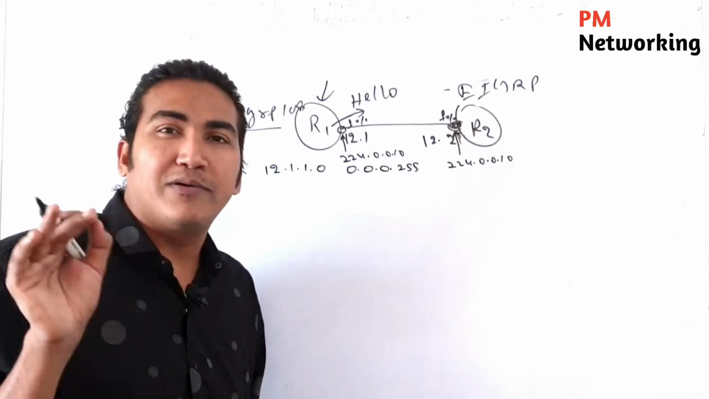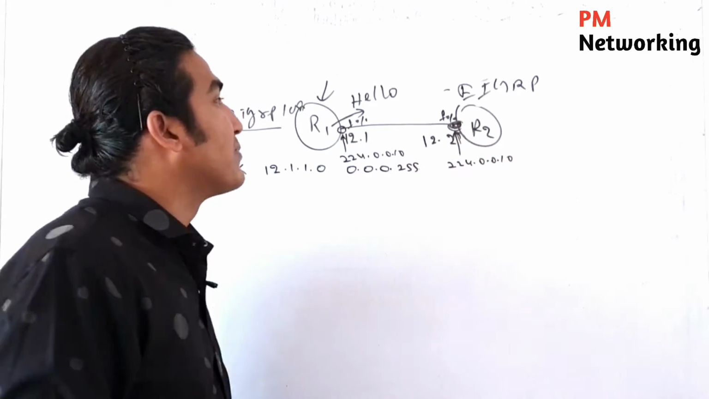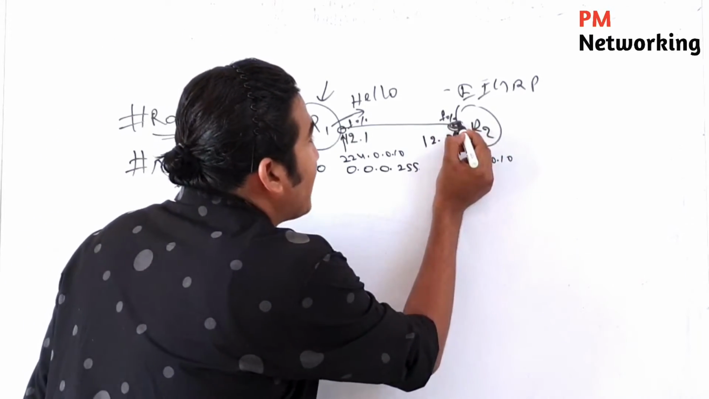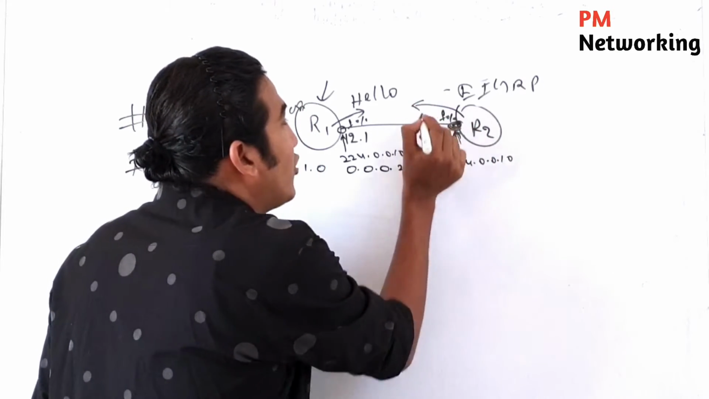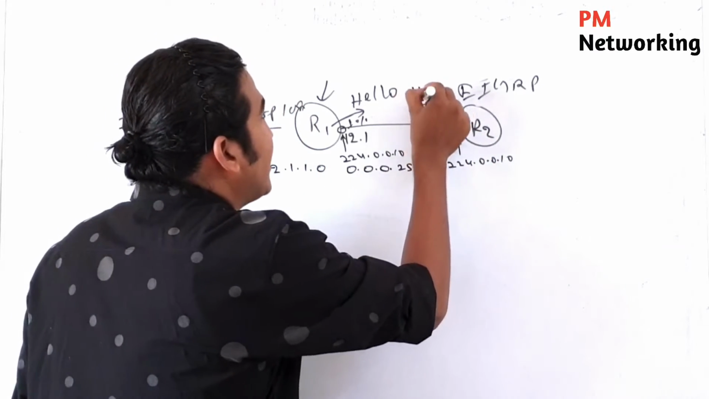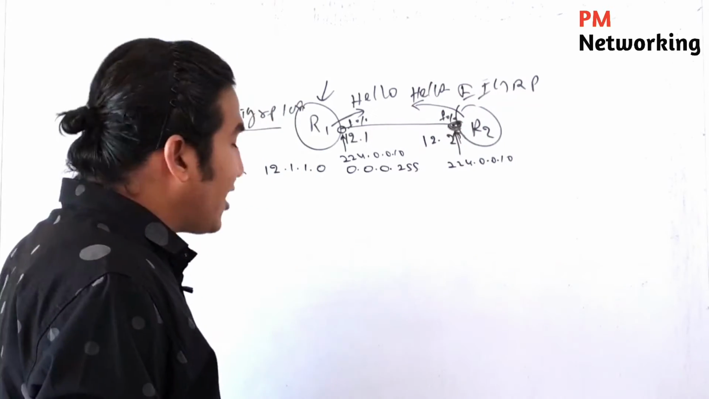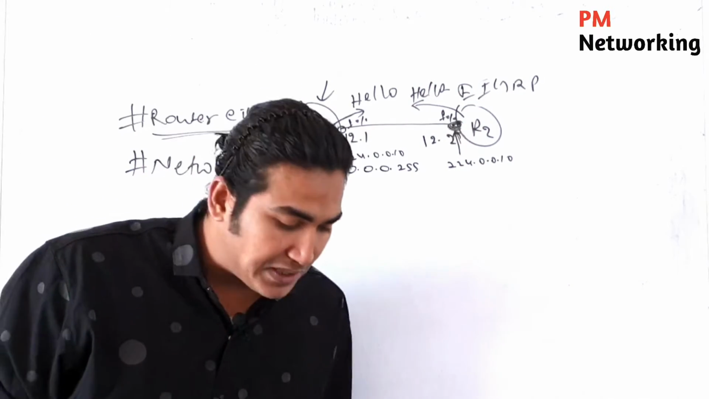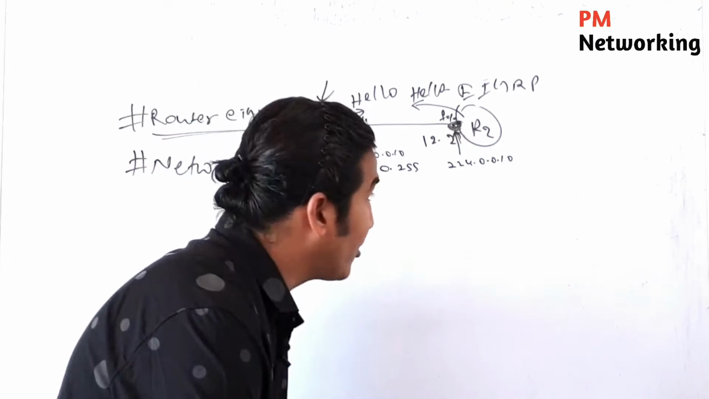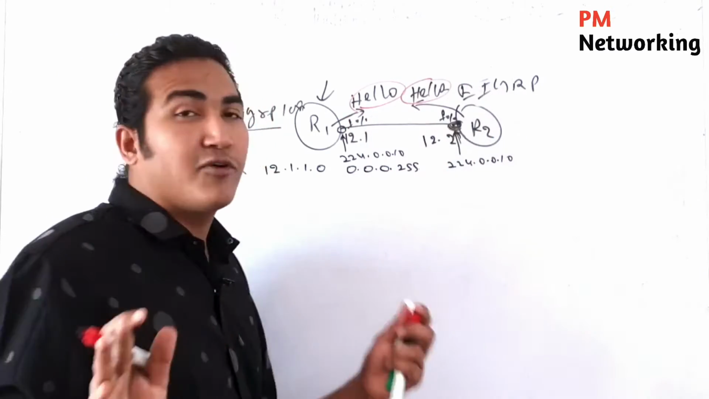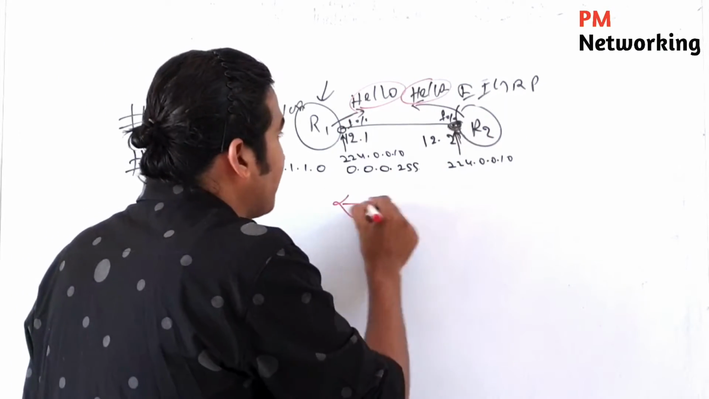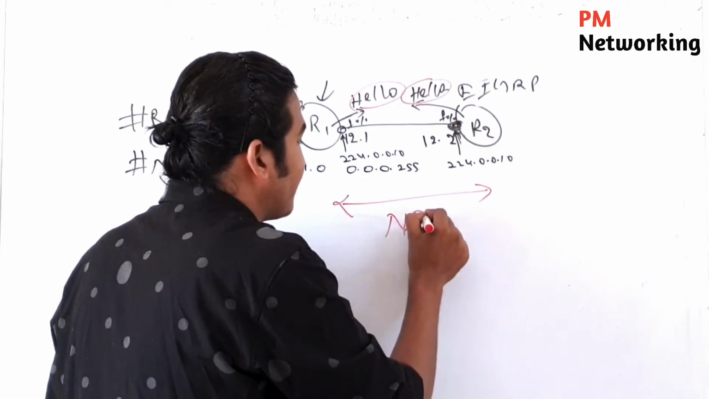This router will hand over the hello message to EIGRP, and since I advertised this prefix in EIGRP, this router will also send a hello, right? In the hello message, there will be some information. If that information matches, these two routers will become neighbors.